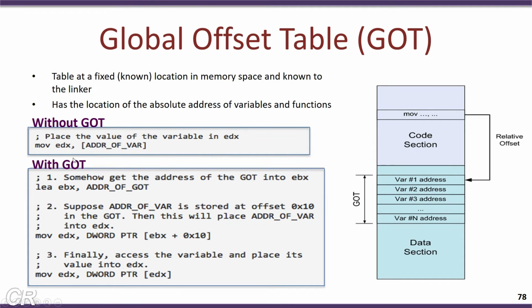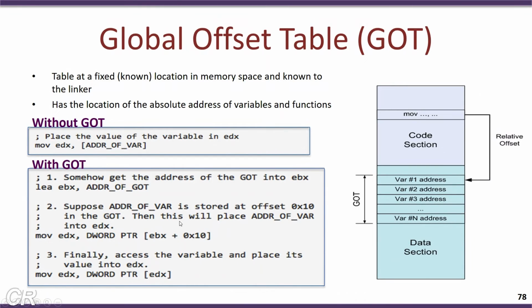Thus, we see that instead of directly loading the address of the variable into the EDX register, which makes the code non-relocatable, we use the GOT table. The GOT table contains the actual addresses where the variables are present, and therefore we load the contents of the GOT table and access the actual variable indirectly using the contents of the EDX.